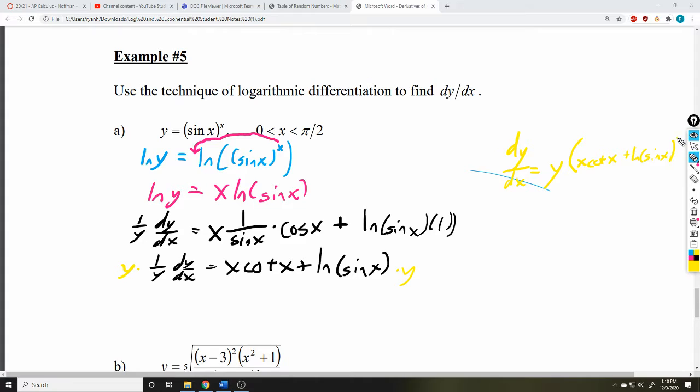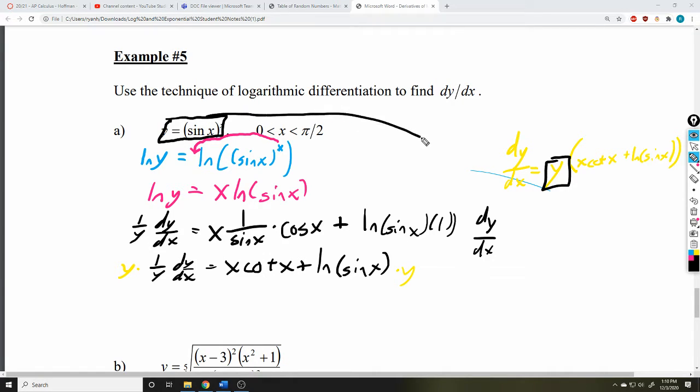And so our last step is, I don't like this y here. I want to be able to write this just in terms of x. And all we have left is a y here. Well, this y, we know what y is in terms of x because it's right here. y is sine of x to the x. So we're going to take sine of x to the x and put it in for y. So dy dx is going to equal sine of x to the x times all the rest of this. And that's going to be our final answer.